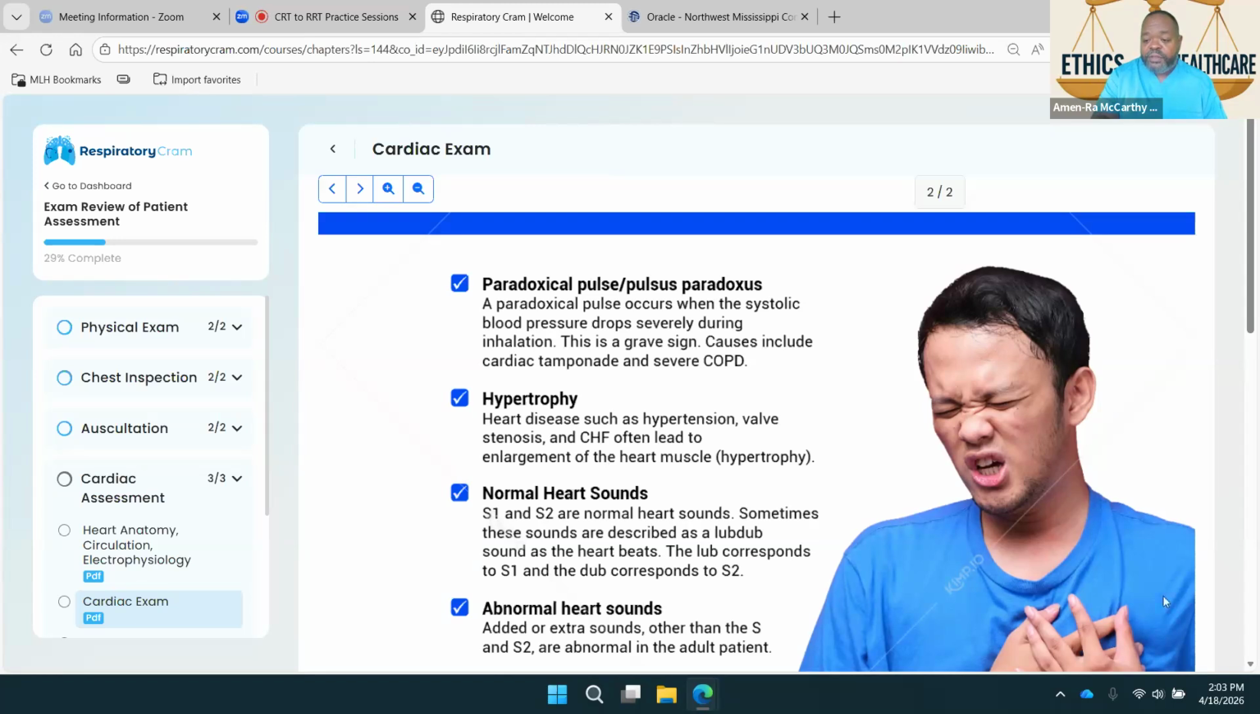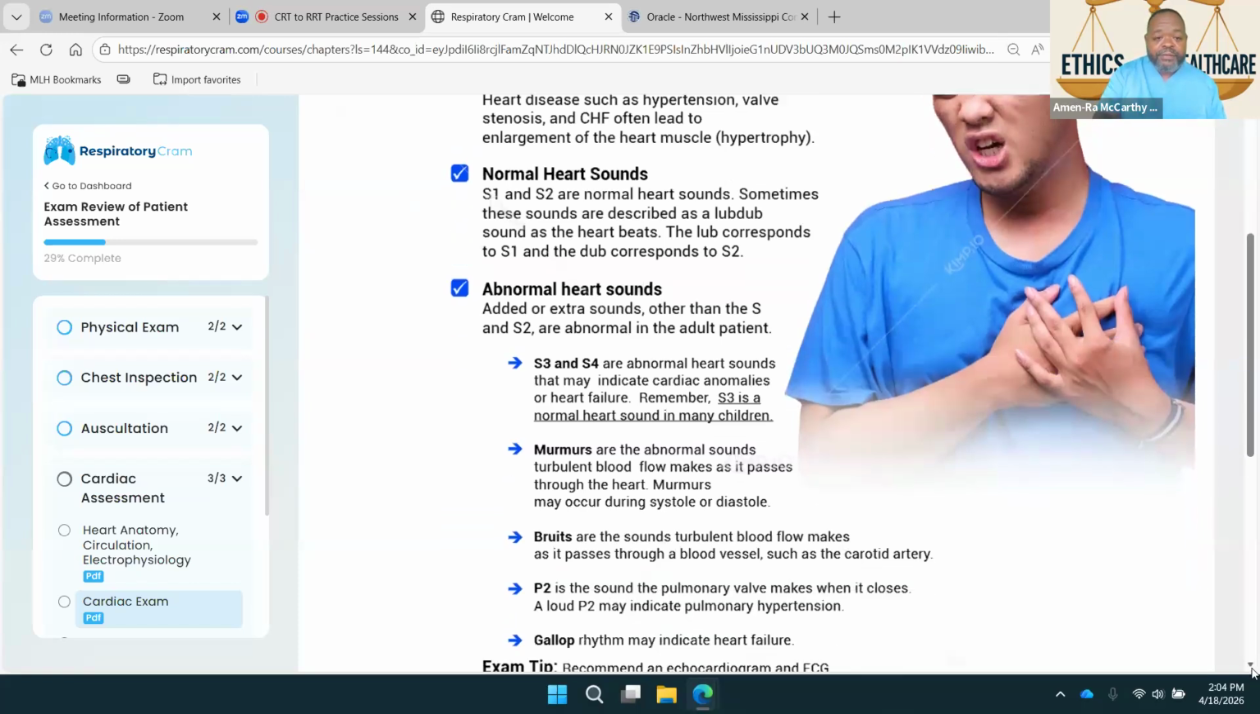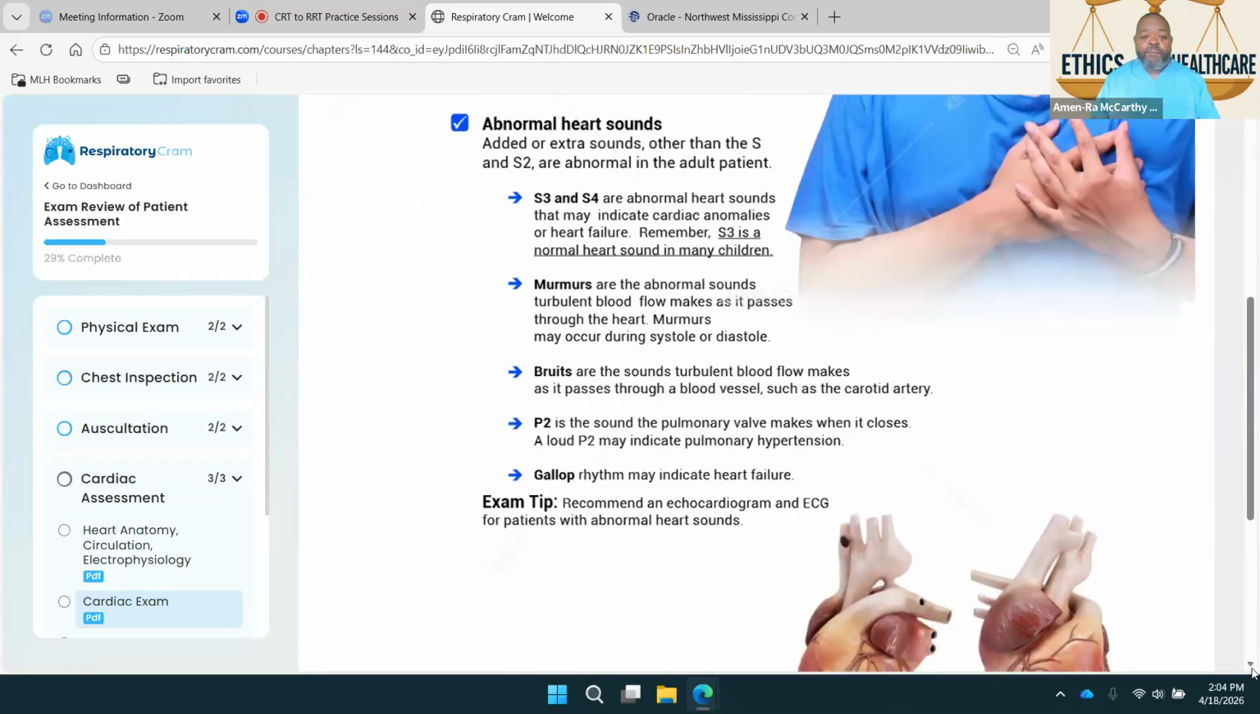Normal heart sound. You know, you got your lub dub, right? Your S1 and your S2 are the normal heart sounds. Sometimes these sounds are described as the lub dub. The lub corresponds to the S1 and the dub is the S2. But what about our abnormal heart sounds, right? Extra little sounds you hear between the lub and the dub, right? You shouldn't be hearing anything else, right? S3 and S4 are abnormal heart sounds that may indicate cardiac anomalies or heart failure, right? Now remember, S3 is a normal heart sound in many children.